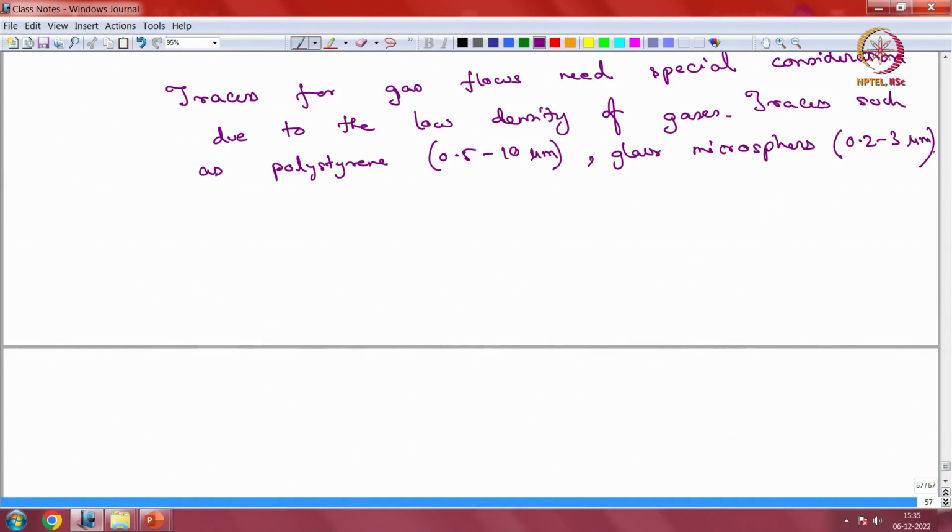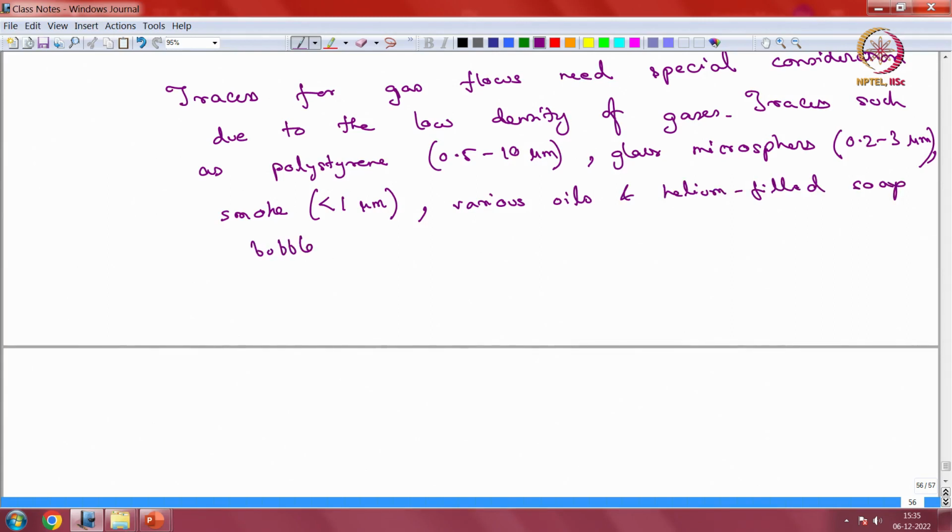Smoke can often have particles that are very small, often less than 1 micron. Various oils and helium-filled soap bubbles have been used in the literature.